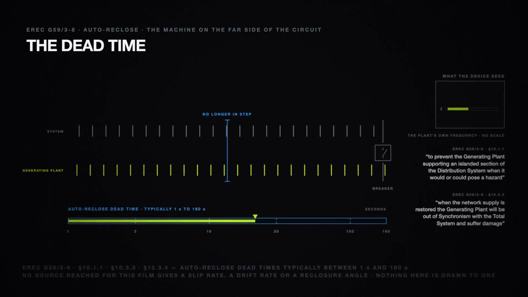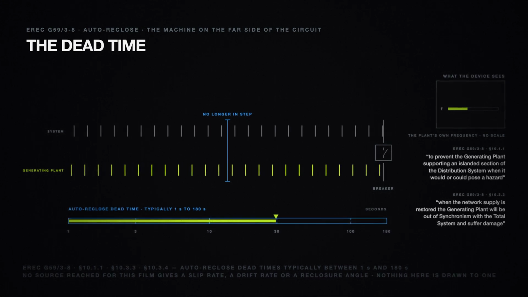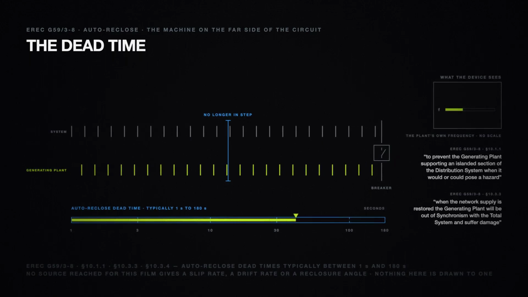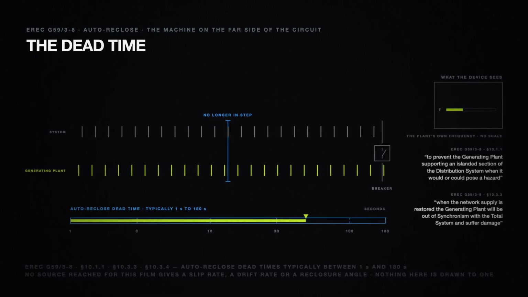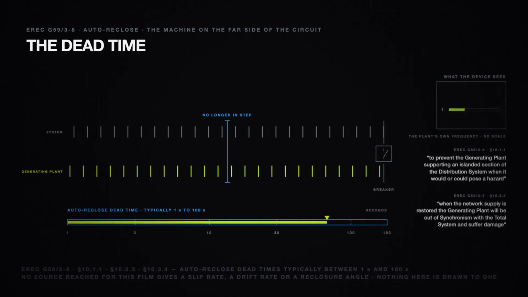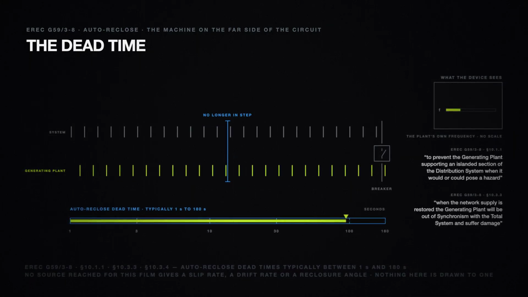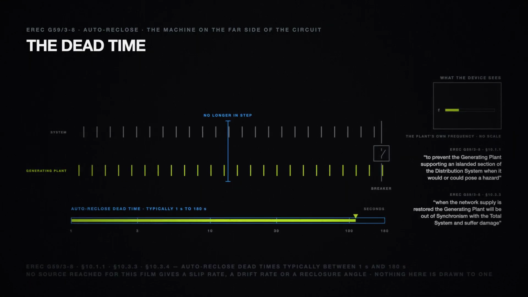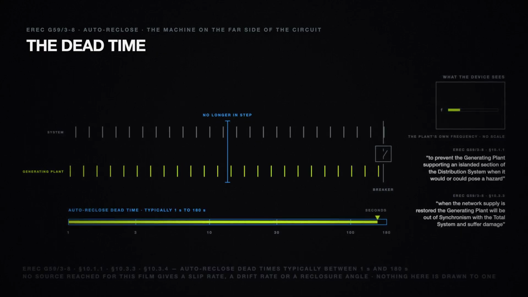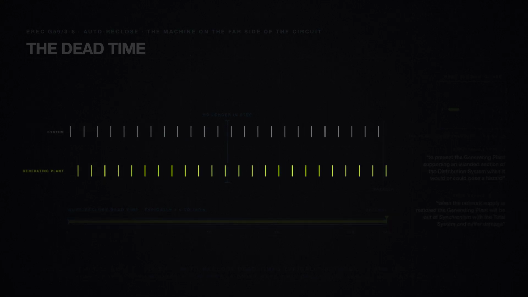The orphaned machine is no longer held to the frequency of the system it was part of. It drifts, and the dead time runs. 1 second, 3, 30, 180. Nothing in that interval is a measurement of the generator. It is a setting on the circuit chosen for the circuit. No document reached for this film gives how fast the drift is, or where it gets to, so nothing here is drawn to a scale. Then the breaker closes. It closes on whatever angle is there.